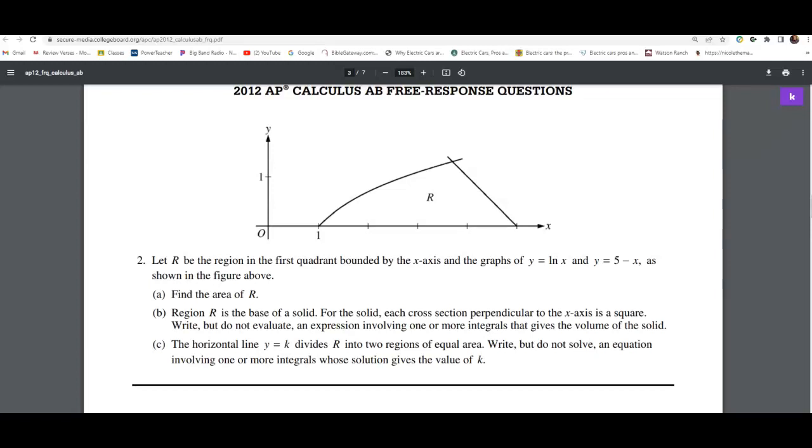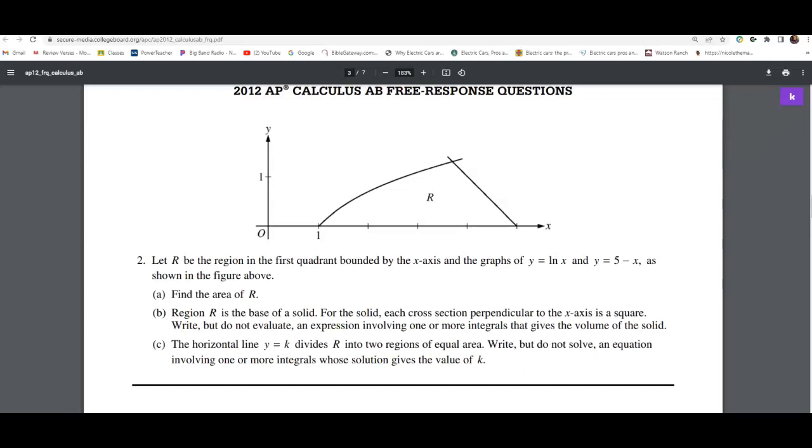Okay, this is the 2012 Calc AB free response question. We're going to do 2A. It says let R be the region in the first quadrant bounded by the x-axis and the graphs of y equals ln of x and y equals 5 minus x, as shown in the figure above. In part A, we want to find the area.